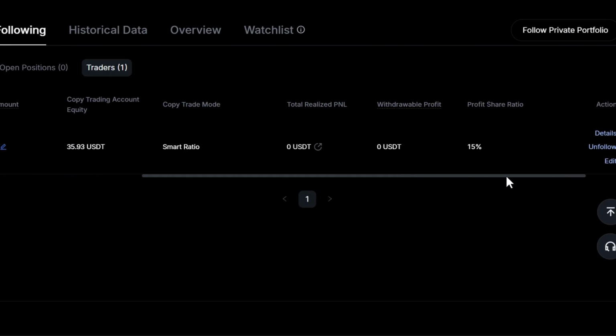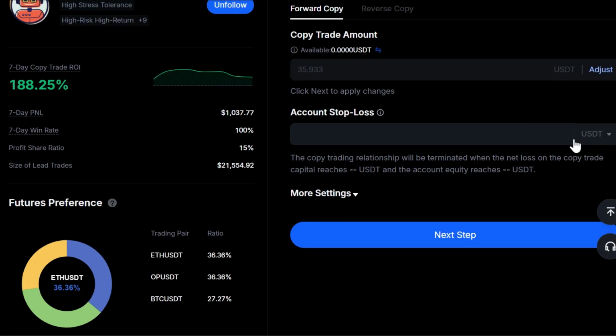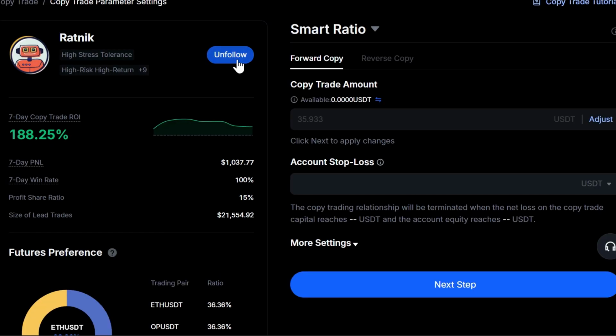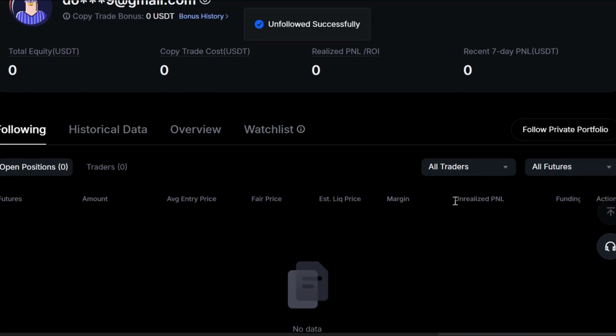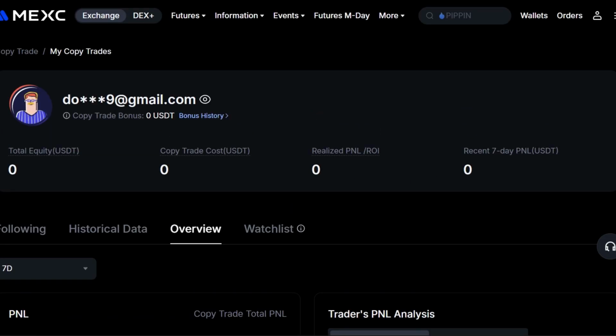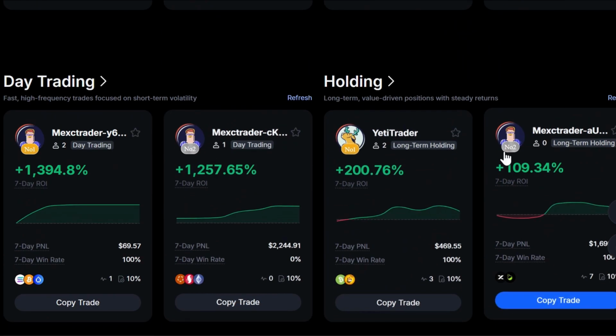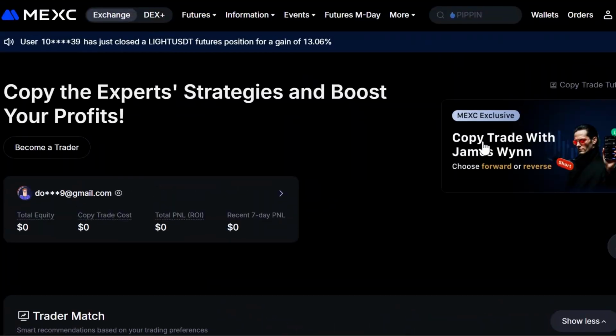On the Trader tab, you can edit settings at any time. You can increase your investment, adjust your stop loss, or unfollow a trader completely if their performance starts declining. I recommend checking your copy trades at least once a day, especially in volatile market conditions. If you see a trader's strategy changing or their drawdown increasing significantly, don't be afraid to stop copying them and find someone else. All right, so that's the full breakdown of copy trading on MEXC.